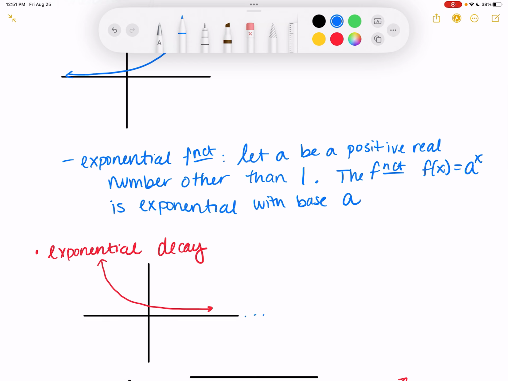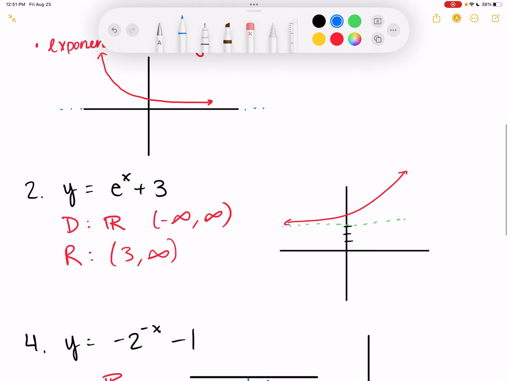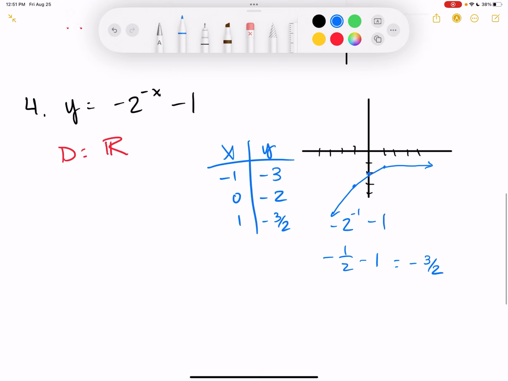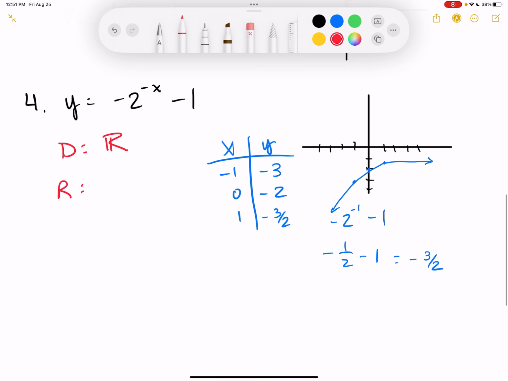So it's not going to cross that ever, because it would give us something that's undefined. So all I need to know is basically what it looks like. So what is my range now? What y values is this taking on? Negative infinity to negative 1. And not including, because we can't cross it.